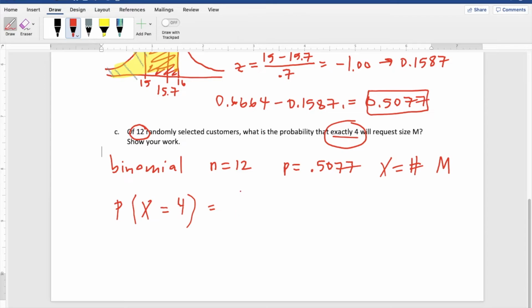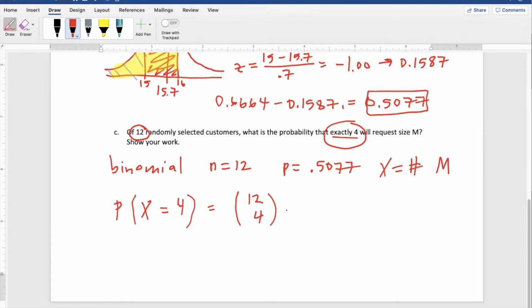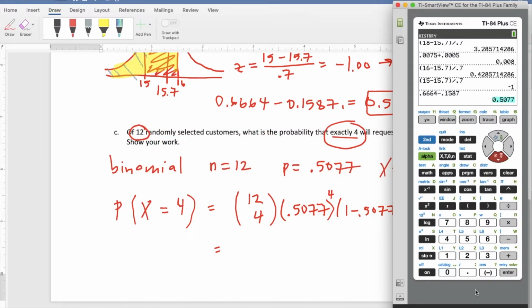So my formula for binomial probability, and I will only have to write this formula once on this problem, yay. So I have total sample size, choose the number that I want. So 12 choose 4. And then it's the probability of success, which in this case is 0.5077, to the 4th, so I want 4 people to request medium. But if 4 people are requesting medium, that means 8 people out of the 12 are not. So I have to put that on there too. And on a binomial question, this is as far as they potentially ask you to go. So I'm not even going to worry about reminding you how to do that in the calculator.